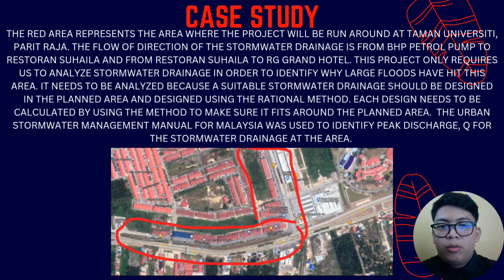The red area represents the area where the project will be run, at Taman University Parit Raja. The flow direction of the drainage is from BHP Petrol Pump to Restaurant Suhaila and from Restaurant Suhaila to RG Grand Hotel. This project only requires us to analyze stormwater drainage in order to identify why large floods have hit this area. It needs to be analyzed because a suitable stormwater drainage should be designed in the planned area and designed using the rational method. Each design needs to be calculated using the method to make sure it fits the planned area. The Urban Stormwater Management Manual for Malaysia was used to identify the peak discharge for the stormwater drainage at the area.